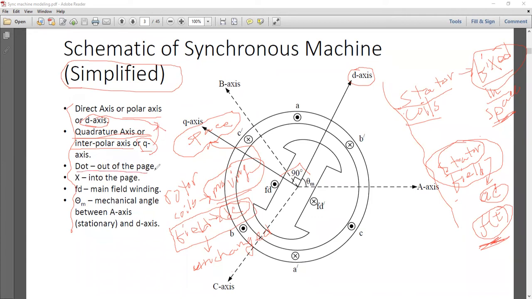A dot means the current is coming out of the page, the arrowhead. So these dots mean the current is coming out of the page. And the cross means the current is going into the page. This is the tail end of the arrow. FD is the main field winding.